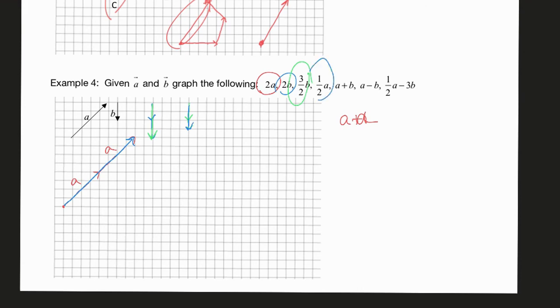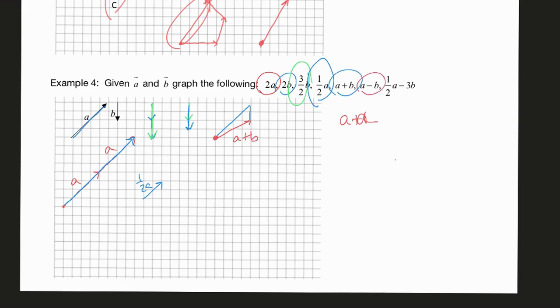All right, let's take a look. 1/2 of an A. It looks like at the start this was 1, 2, 3, 4 diagonals. So 1/2 of that is just going to be 2 diagonals. That's 1/2 of A. A plus B, again, this is where head to tail comes in. So let me draw in A, 1, 2, 3, 4, and draw in B. From the original tail to the final head, that is A plus B.